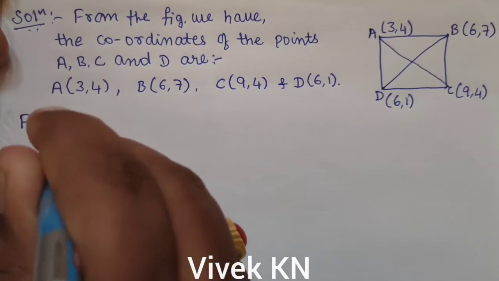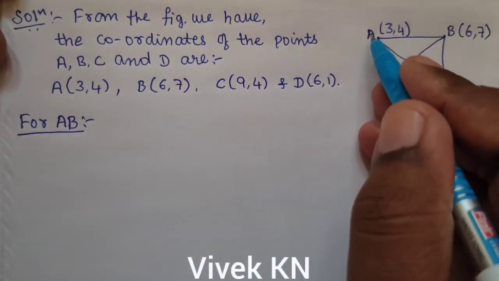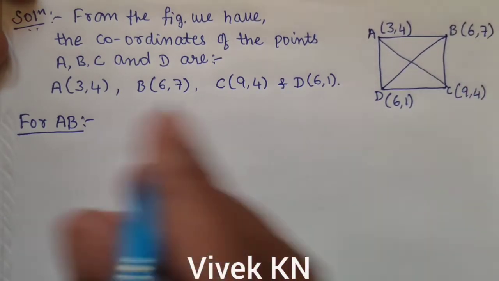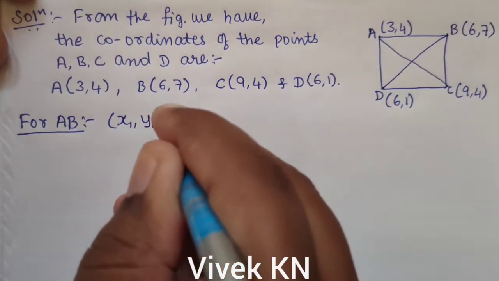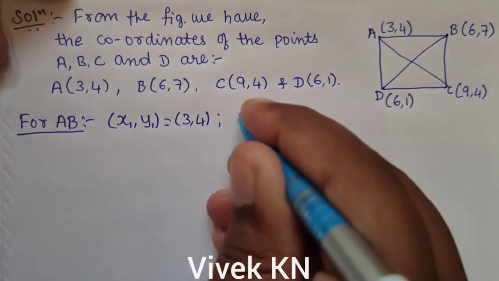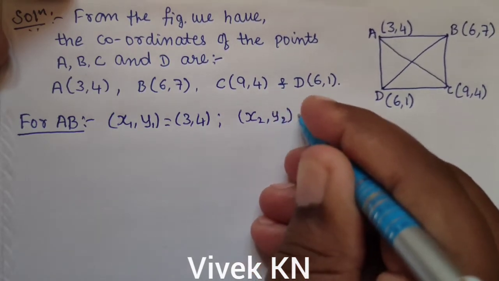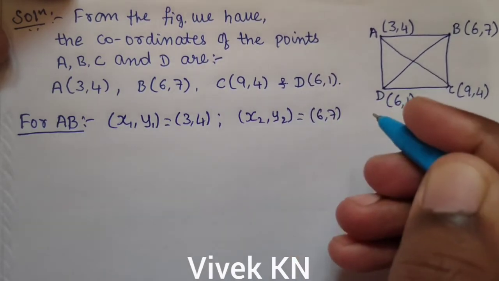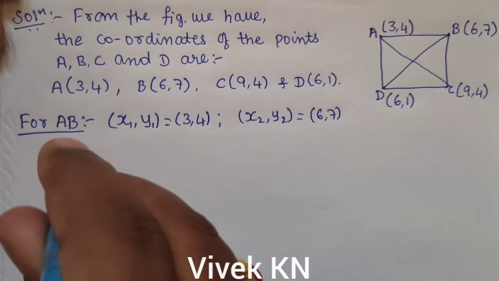For AB, this is point x1, y1 and this is x2, y2. x1, y1 is 3, 4. x2, y2 is 6, 7. Now we have to calculate the distance between the points AB by using distance formula.